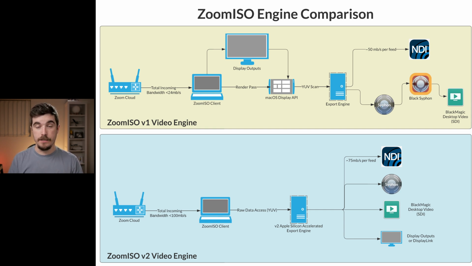But if you've got anything Apple Silicon, this is using the hardware engine on your device to make this smoother and better, basically. And then straight from that engine, it's going straight out NDI, Siphon, DeckLink, or a display output. So you're kind of taking out all those middlemen. You're not doing any screen grabs. It's all going straight from Zoom all the way to your device, which in my mind is a lot better and a lot more reliable.